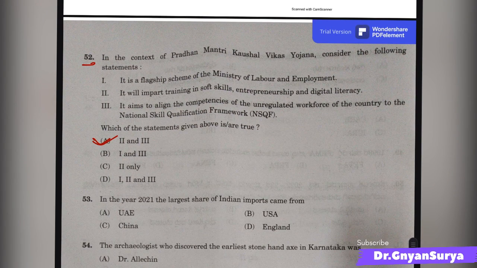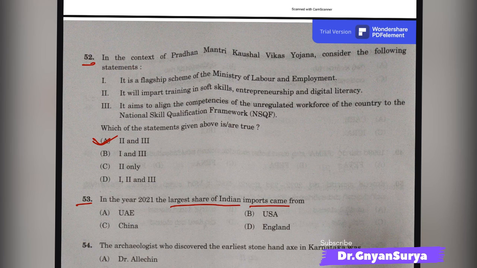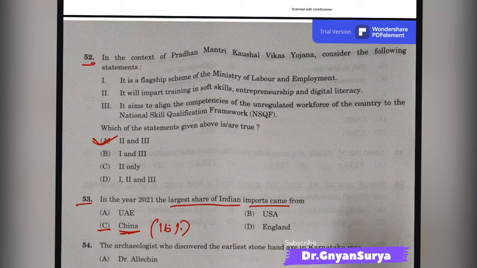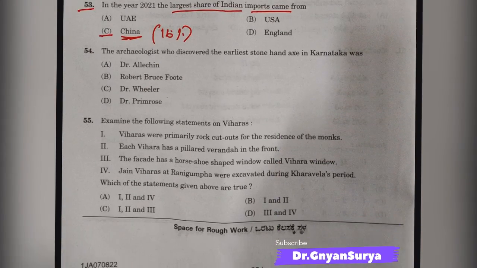In the year 2021, the largest share of Indian imports came from which country? Largest imports came to India, so option C is correct, from China. It is around 16%. Next question.